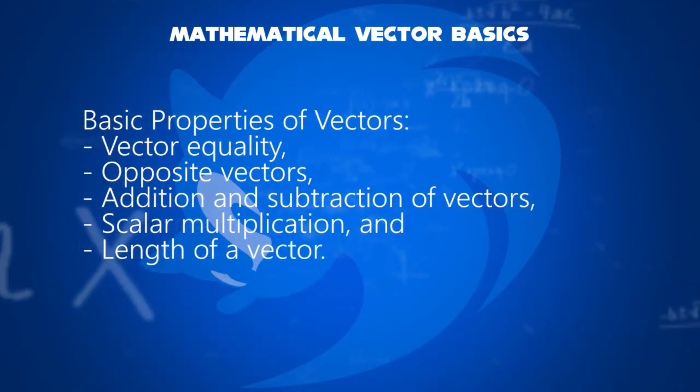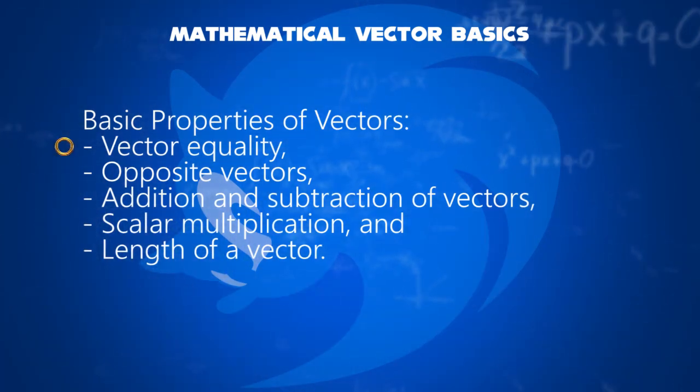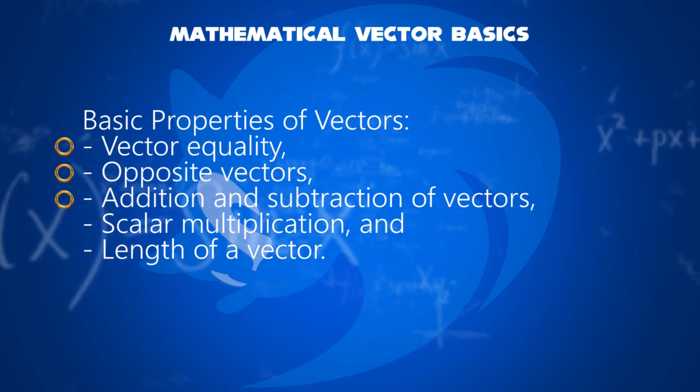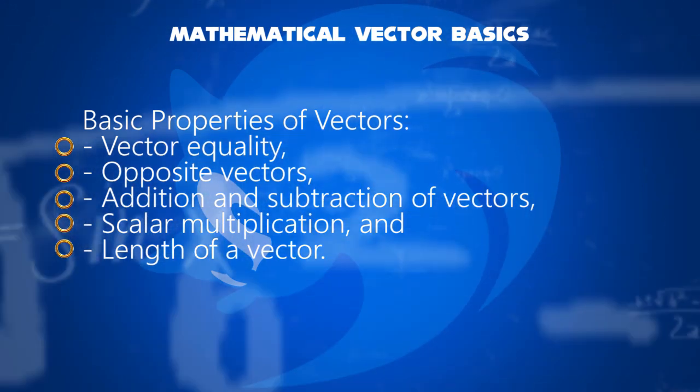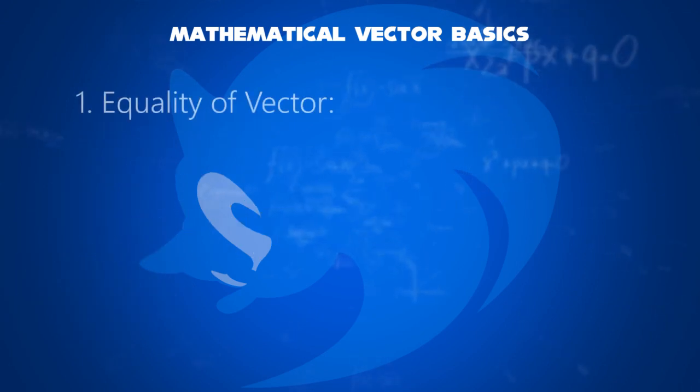Let's follow the basic properties of vectors: vector equality, opposite vectors, addition and subtraction of vectors, scalar multiplication, and length of vector. Let's start with the equality of vector.